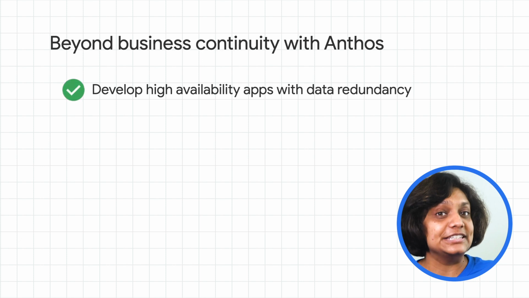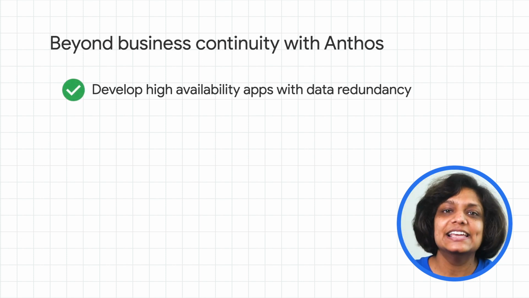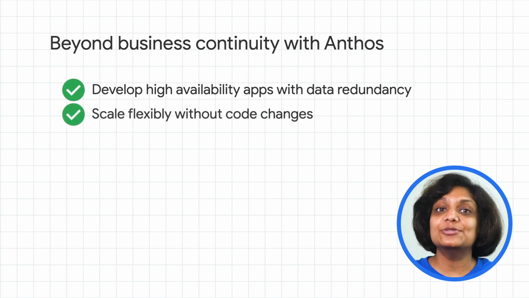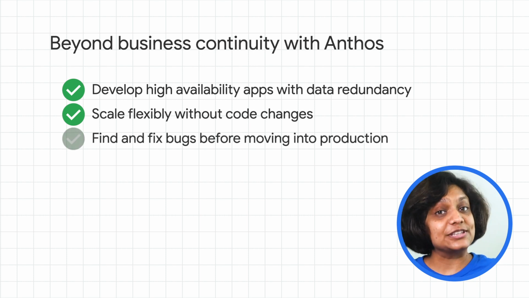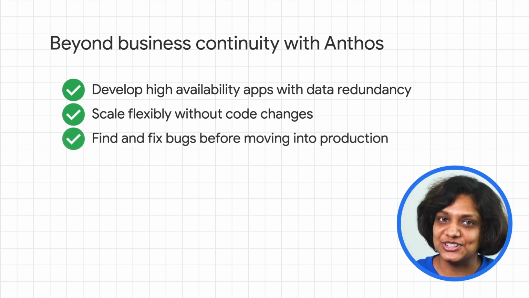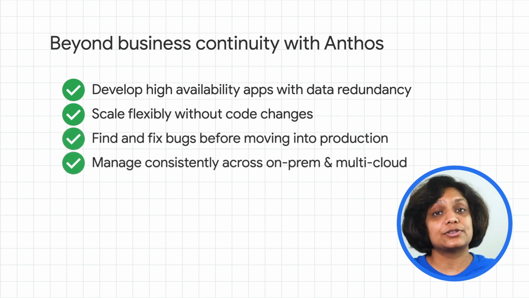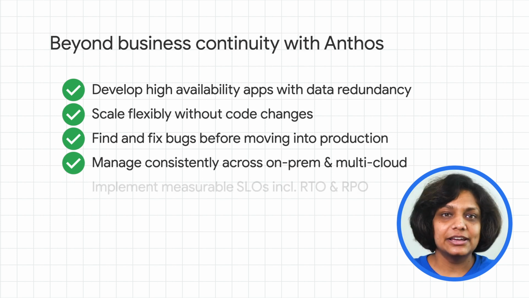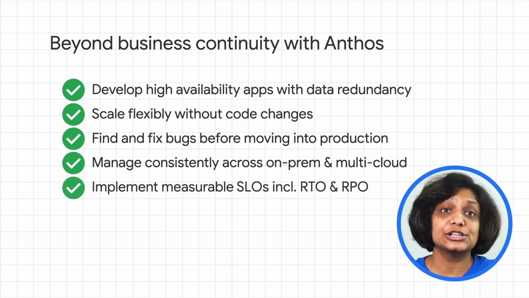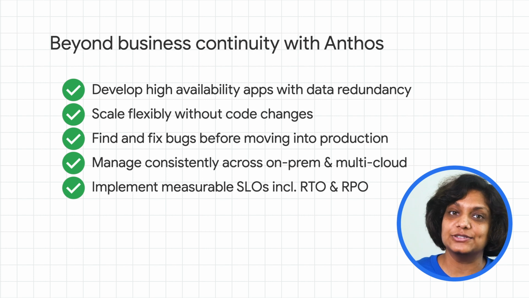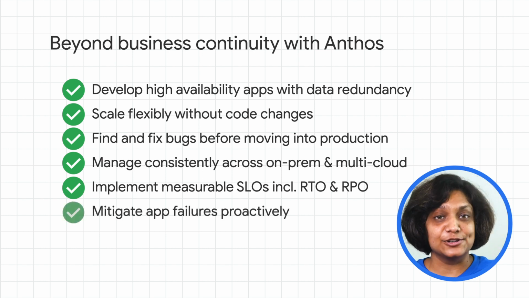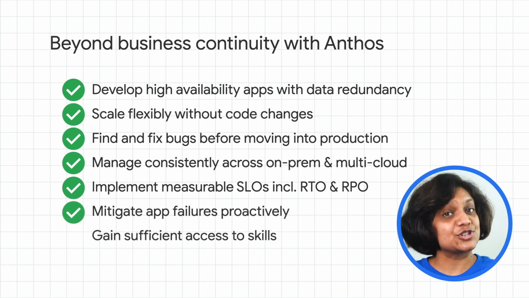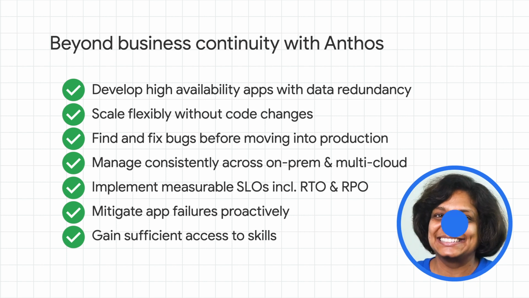To summarize, here's a checklist of how to go beyond business continuity with Anthos. Develop high availability apps with data redundancy. Scale flexibly without code changes. Find and fix bugs before moving into production. Manage consistently across on prem and multi cloud. Implement measurable SLOs, including RTO and RPO values. Mitigate app failures proactively. Gain sufficient access to skills.